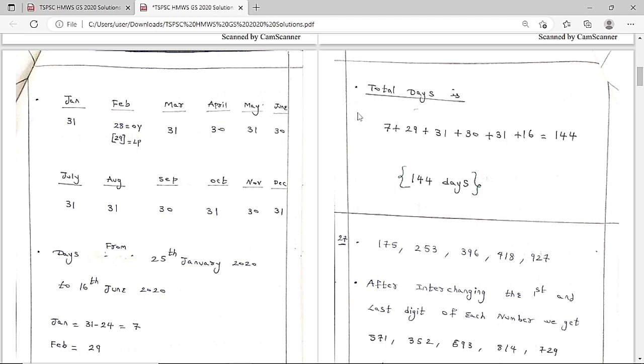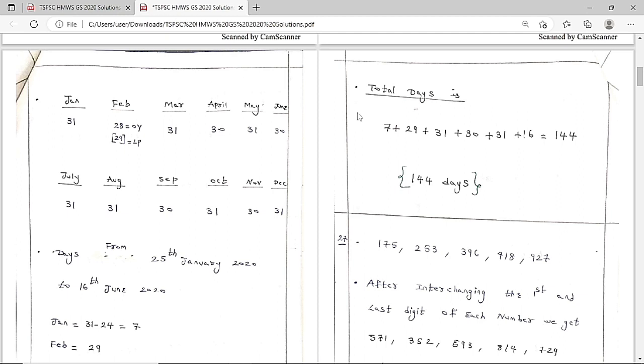In the question, what do we need to figure out? The days from 25th January 2020 to 16th June 2020. How many days are there between 25th Jan 2020 and 16th June 2020? We need to include both these days. In January, the total days are 31. 25 also we need to include, so we have to subtract 24. 31 minus 24 is equal to 7 days we are going to get in January.